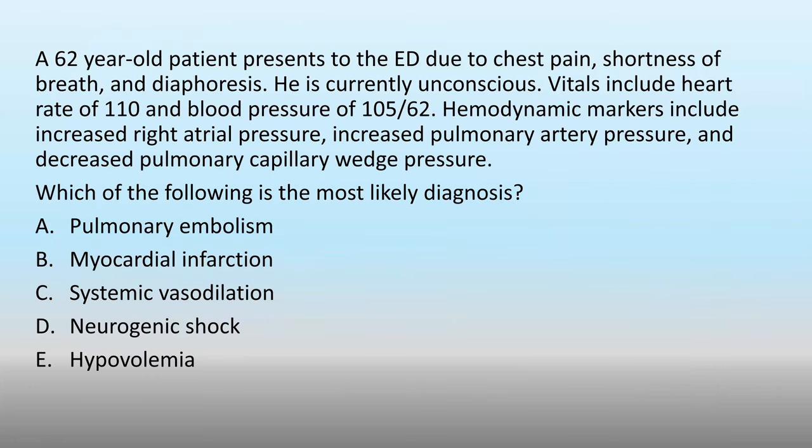Let's move on. Next question here. A 62-year-old patient presents to the ED with chest pain, shortness of breath, and diaphoresis. Currently unconscious. The heart rate is 110. Blood pressure is 105 over 62.